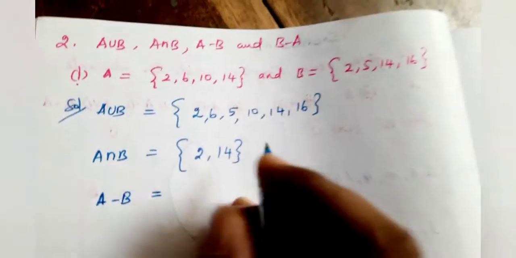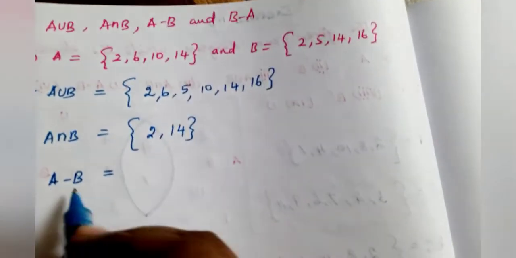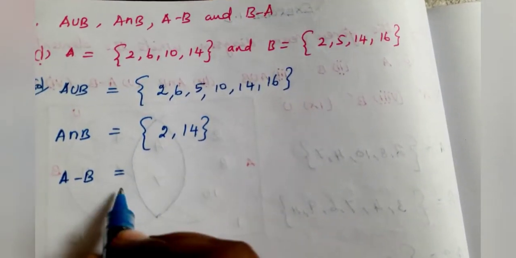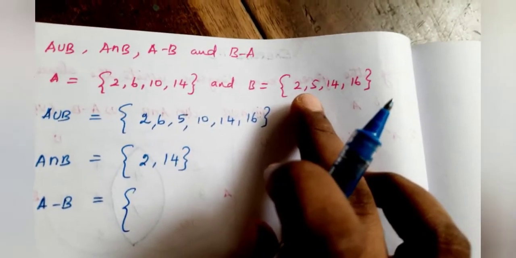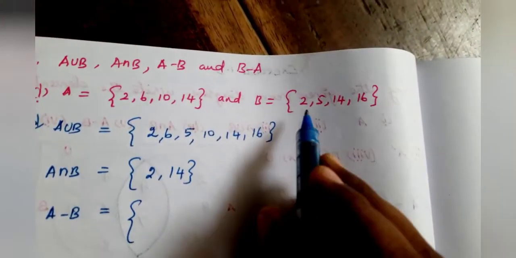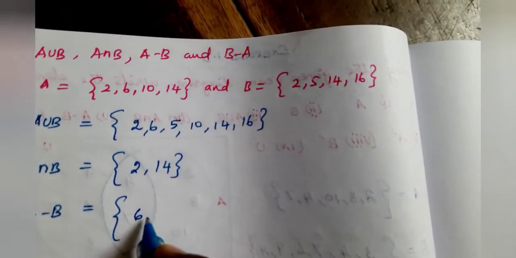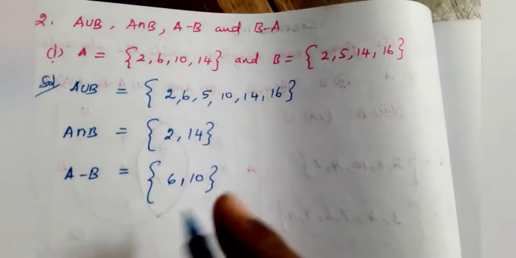A minus B means you have to subtract the B set and remove the common elements. So you can leave the set 2, 5, 14, 16. What are the common elements? 2 and 14. Therefore A minus B equals 6, 10.